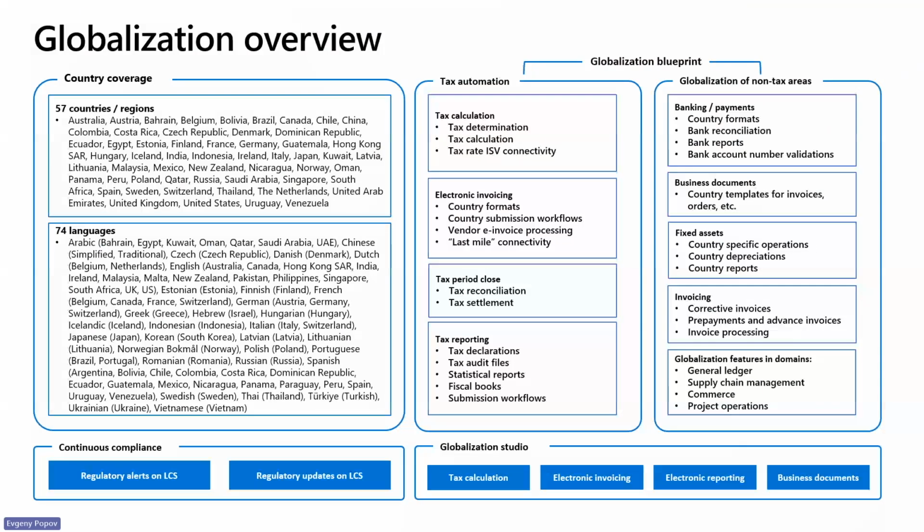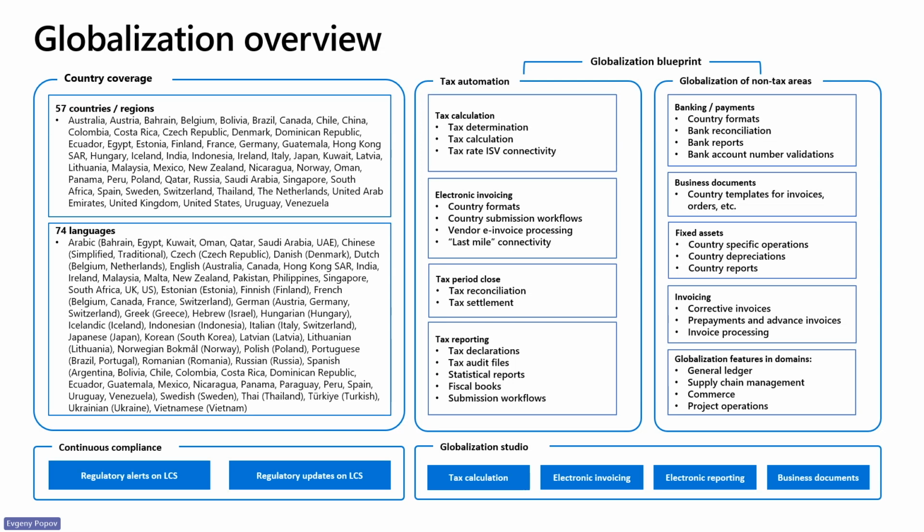Our first part is the overview of the project. So first of all, let's quickly talk about the globalization of Dynamics 365 Finance. In Finance, we work on features and functionalities that enable our global customers to implement the product in the countries supported by Microsoft out of the box. Currently, we provide localization support for 57 countries or regions, and we are extending this range.